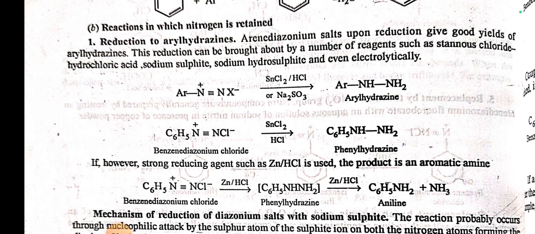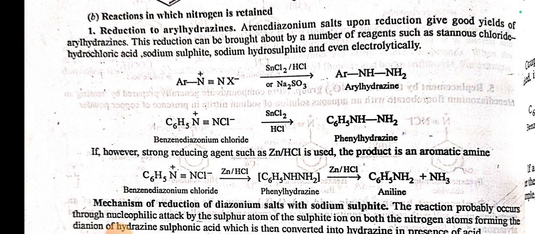Number 1. Reduction to aryl hydrazine. Arene diazonium salt upon reduction give good yield of aryl hydrazine. This reduction can be brought about by a number of reagents such as stannous chloride, hydrochloric acid, sodium sulfite, sodium hydrosulfite, and even electrolytically. ArN2X in presence of SnCl2, HCl, or Na2SO3 gives ArNHNH2, aryl hydrazine. Benzene diazonium chloride in presence of SnCl2, HCl gives phenyl hydrazine.